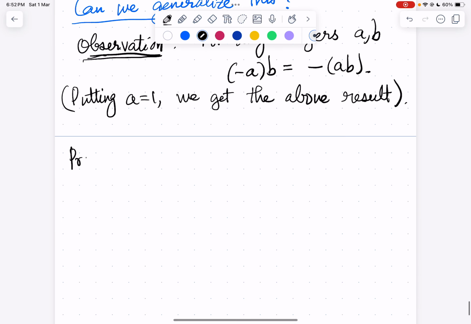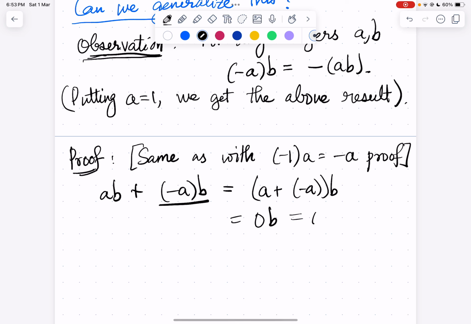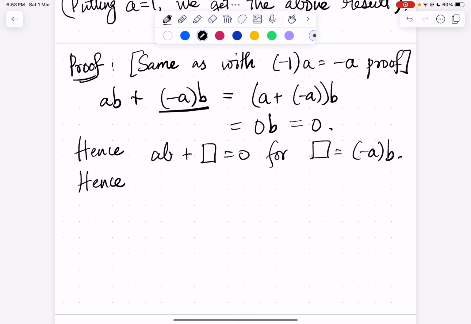Okay, so the proof is the same as with the -1 times a equals minus a proof. So we consider ab and we add this quantity -a times b to it. We get ab plus minus a times b, which is 0 times b, which is 0. Hence ab plus box is 0 when box is minus a times b. Hence minus a times b is actually the additive inverse of the product ab. Right, so it's the same proof.